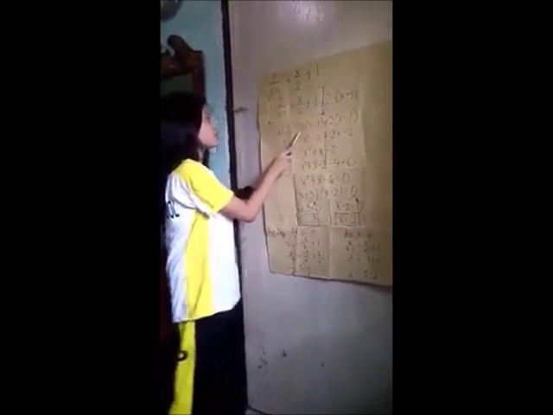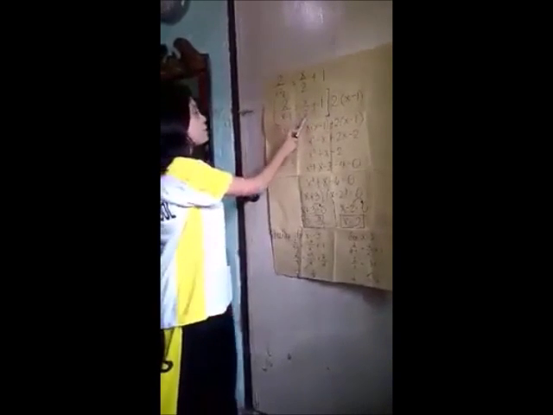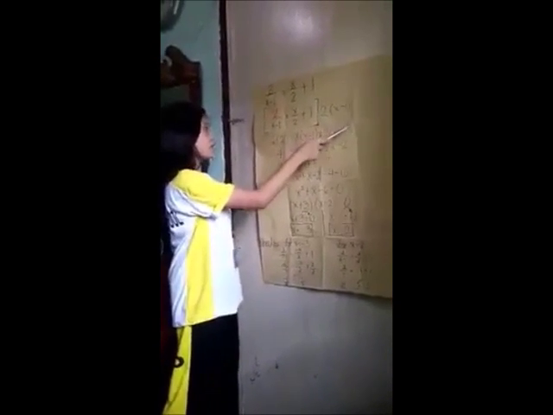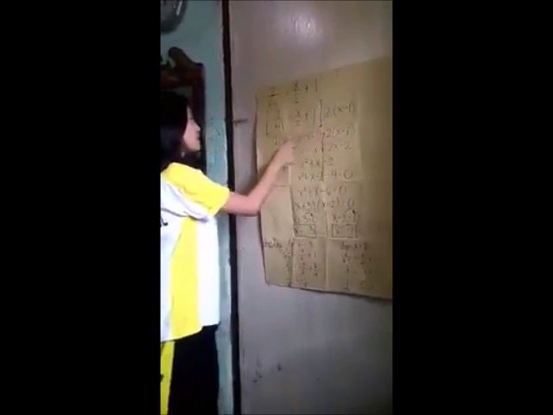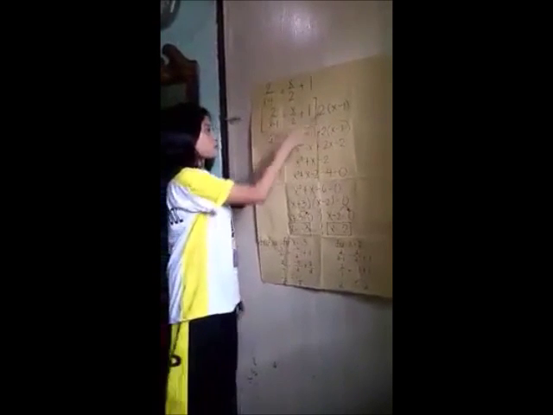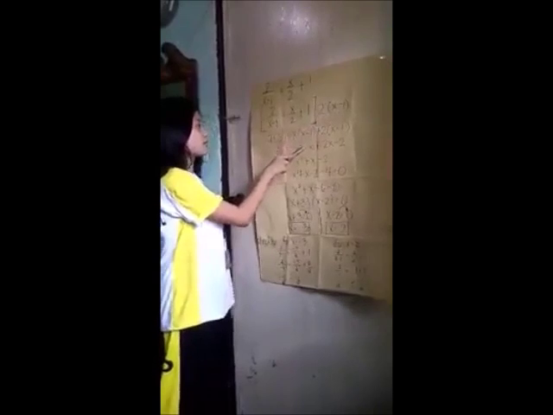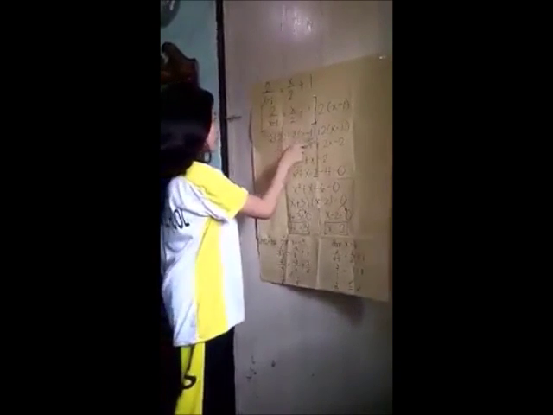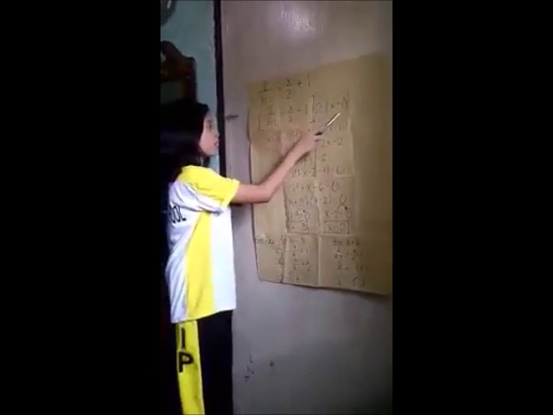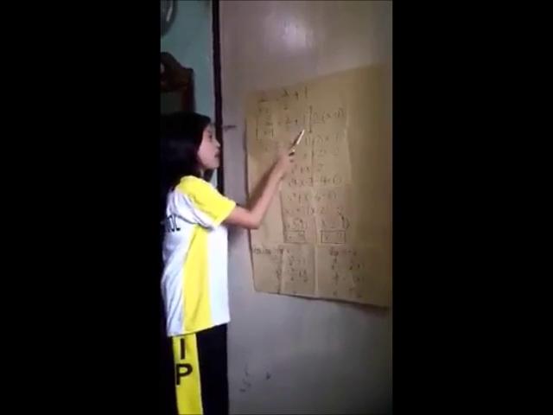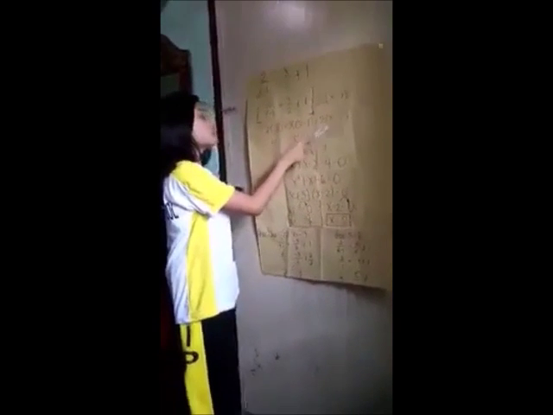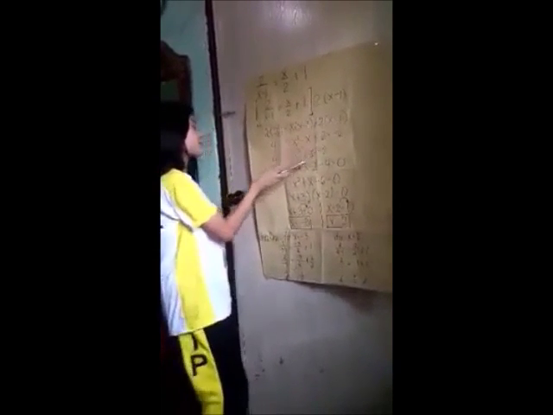Tapos, is equals to x over 2 times 2x minus 1. Cancel 2. Matitira yung x. Tapos, bring down x minus 1. Tapos, 1 times 2x minus 1. So, makita natin 1 siya. Kaya, i-bring down lang natin yung 2x minus 1.